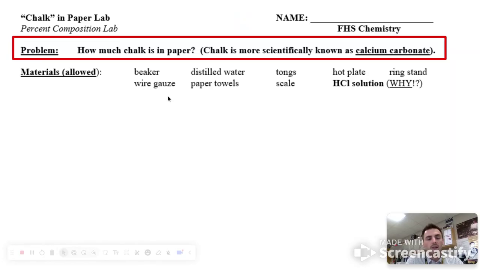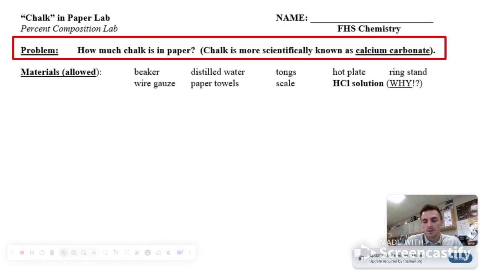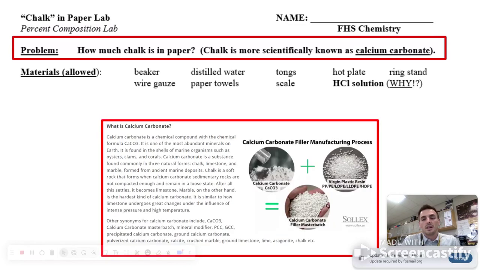I'll have the lab mostly set up for you guys. You'll have beakers, you'll have some wire gauze, those are the little squares. You'll need distilled water, not tap water. You'll get paper towels as needed. I'll have tongs and then tweezer forceps out for you. You'll definitely need a scale. This is going to be a very analytical lab. You'll use a hot plate and a ring stand, and then we'll use hydrochloric acid, which is obviously a pretty big deal as far as our safety. So we'll definitely need goggles on tomorrow.